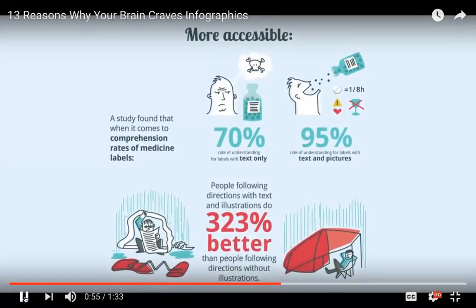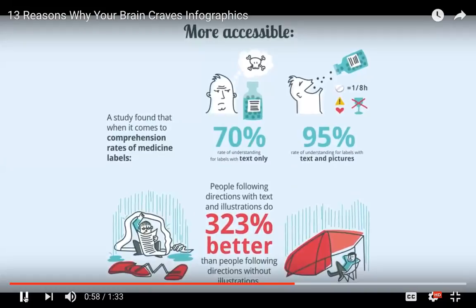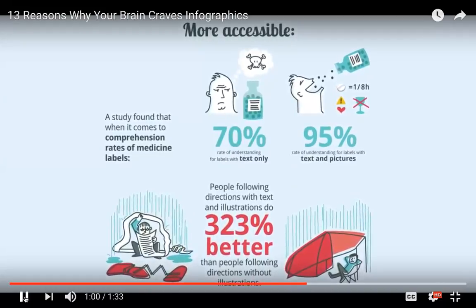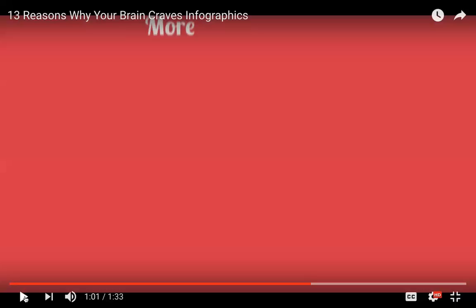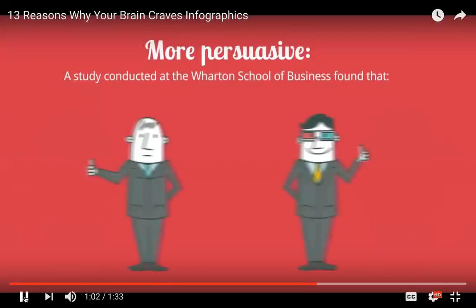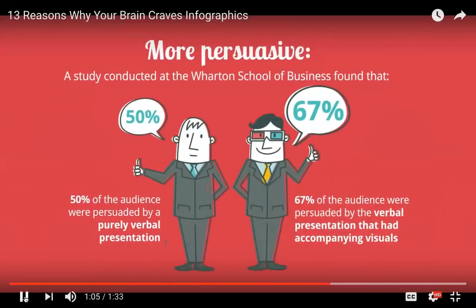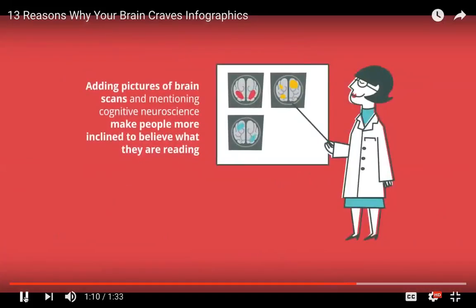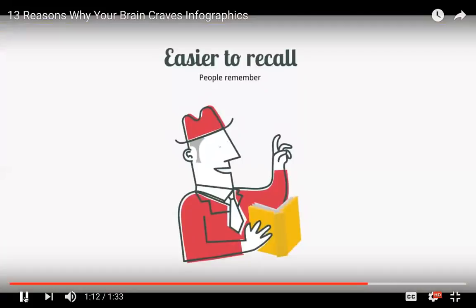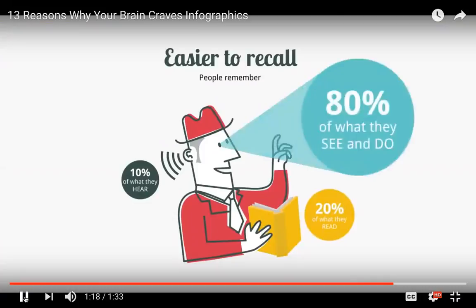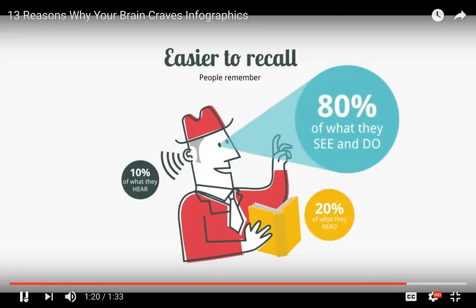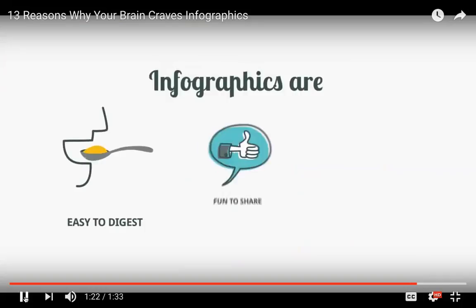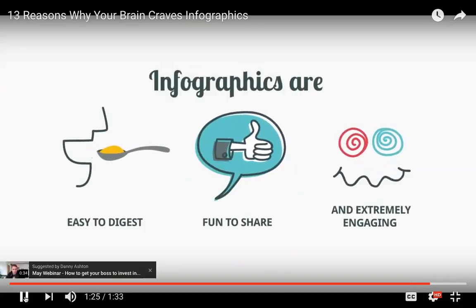People following directions with illustrations and text understand them 323% better than those who follow text only. All right, 300% better if you have images. That's also a big difference. More persuasive. For example, adding a picture with brain scans and mentioning cognitive neuroscience will make more people believe what they're reading. And easier to recall. You'll remember 10% of what you hear, 20% of what you read, and 80% of what you see and do. In short, infographics make it easier for us, and our brains love them for it.